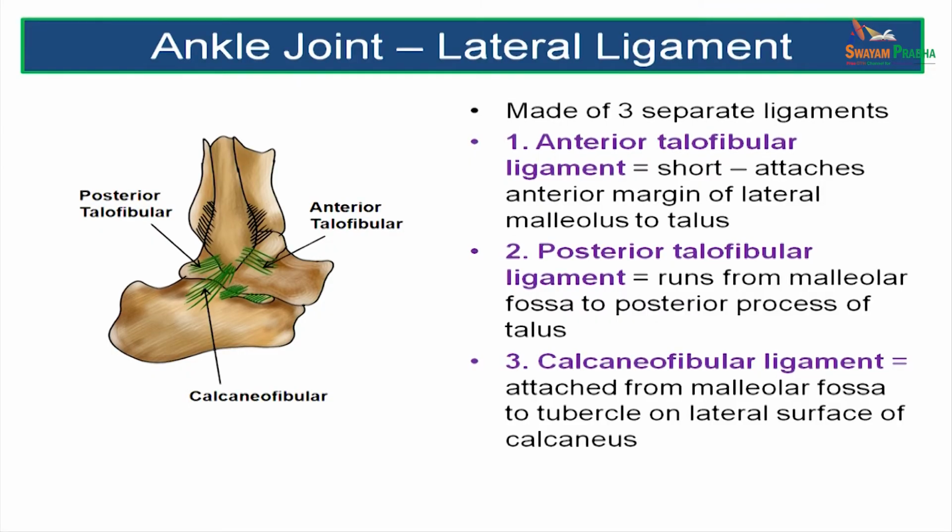Let's now look at the lateral collateral ligaments. These lateral collateral ligaments attach the lateral malleolus, which is the lower end of the fibula, to the talus and calcaneus. They are the anterior talofibular ligament. It is short and it attaches the lateral malleolus to the talus, and there is the posterior talofibular ligament which runs from the fibula to the talus. Lower down you can see a little longer calcaneofibular ligament. This attaches the fibula's lateral malleolus to the calcaneus.